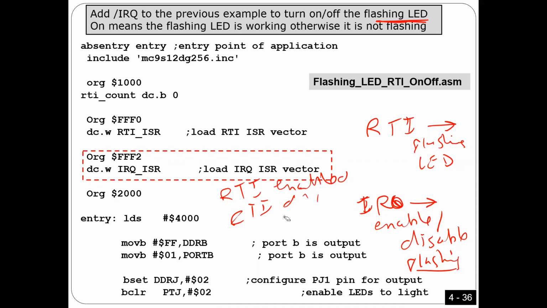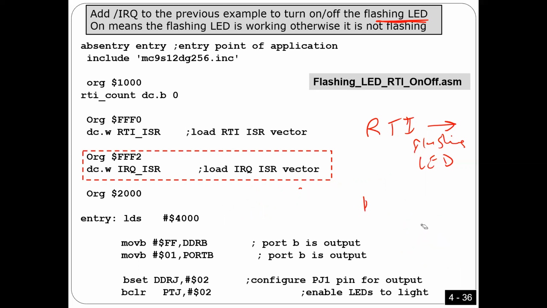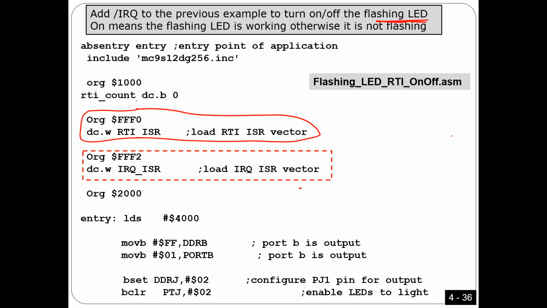Now I'm going to show you, guys. I'm going to merge the two programs together. I explained it before; I'm going to do a little modification on the IRQ. So let's see. Number one, this part is for RTI, which I just explained. I have to add this part as well. This is for IRQ. So now I'm going to have two interrupts, IRQ and RTI.